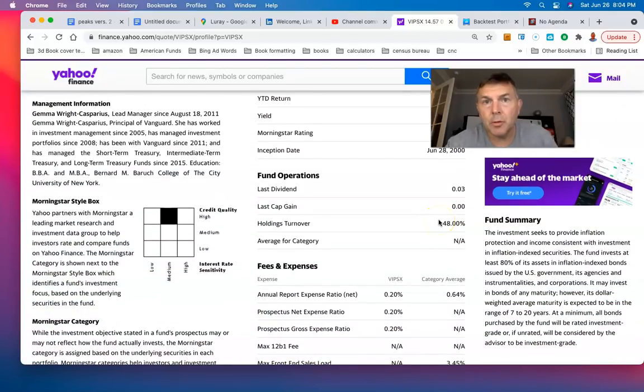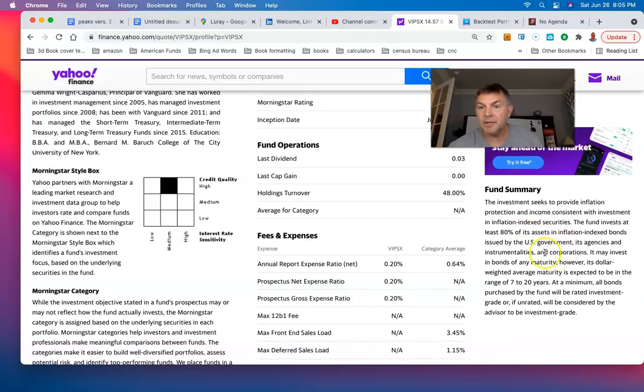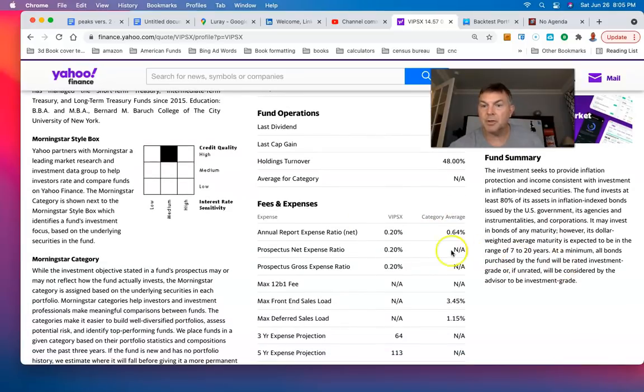Turnover, 48%. So that means the bonds are being turned over quite a bit, which if inflation does kick in, you're not going to be locked into a long-term bond. But even these are inflation protected, so you're fine. And if it's deflation, inflation protected bonds aren't going to do great, but anything fixed income is a winning thing when prices are going down. Inflation protection income consists of investments in inflation index securities, U.S. government bonds, agencies, and corporations. Yeah. Expected maturity of 7 to 20 years.